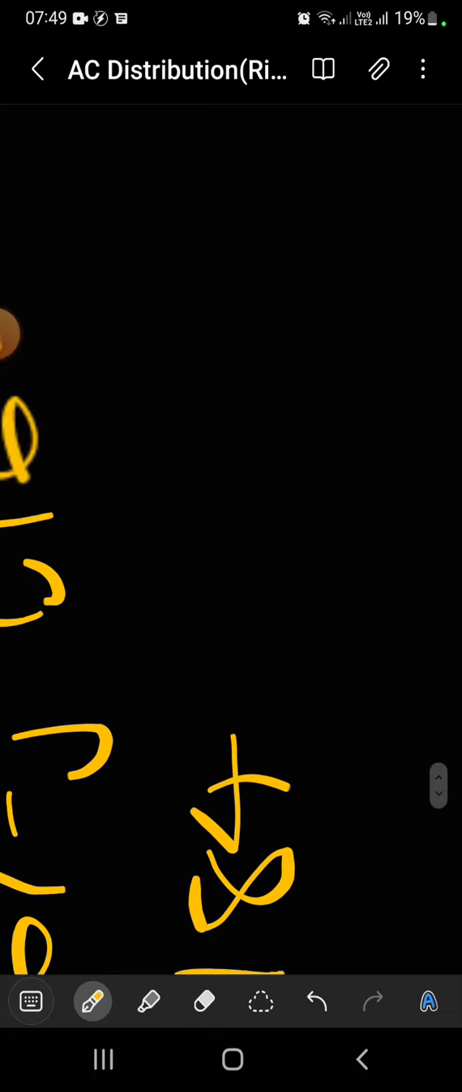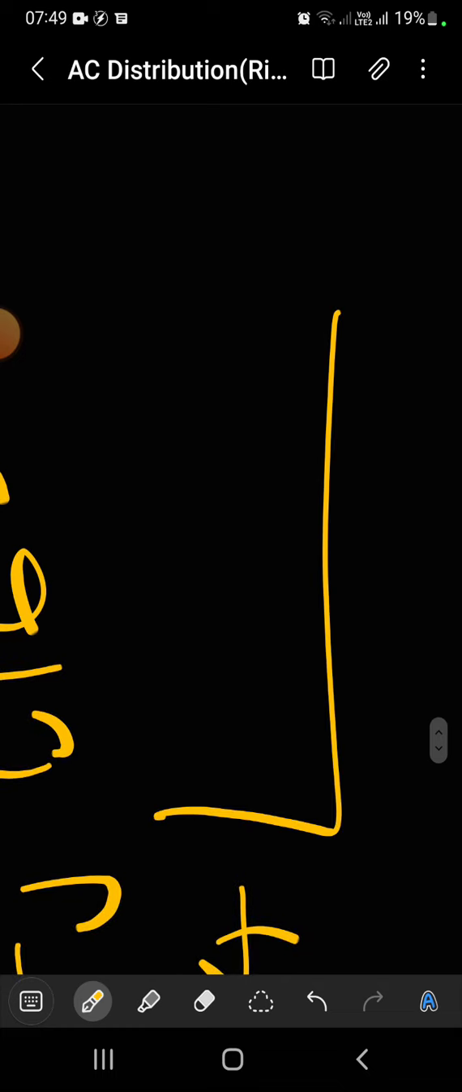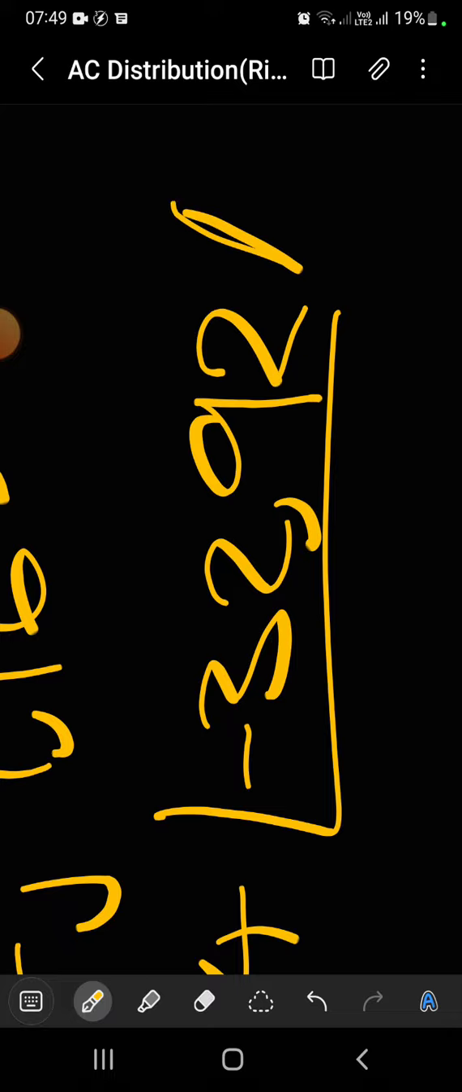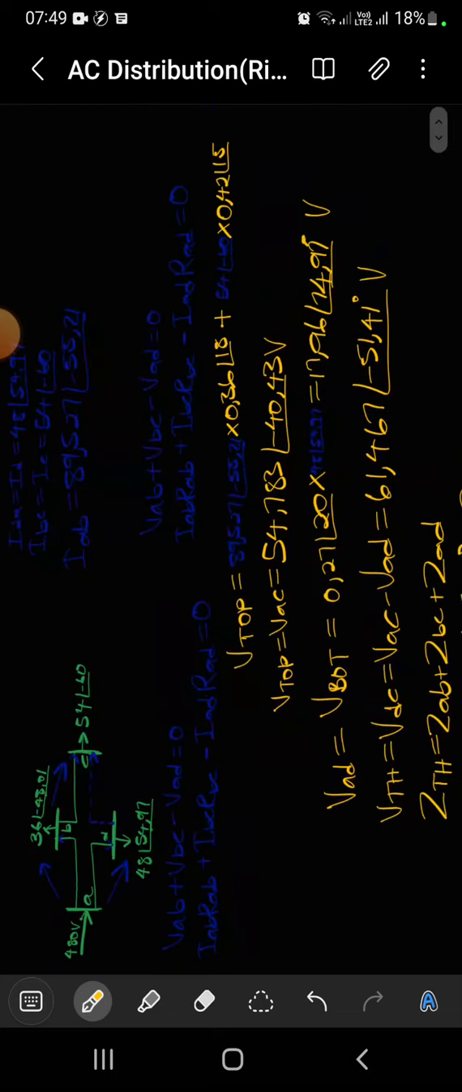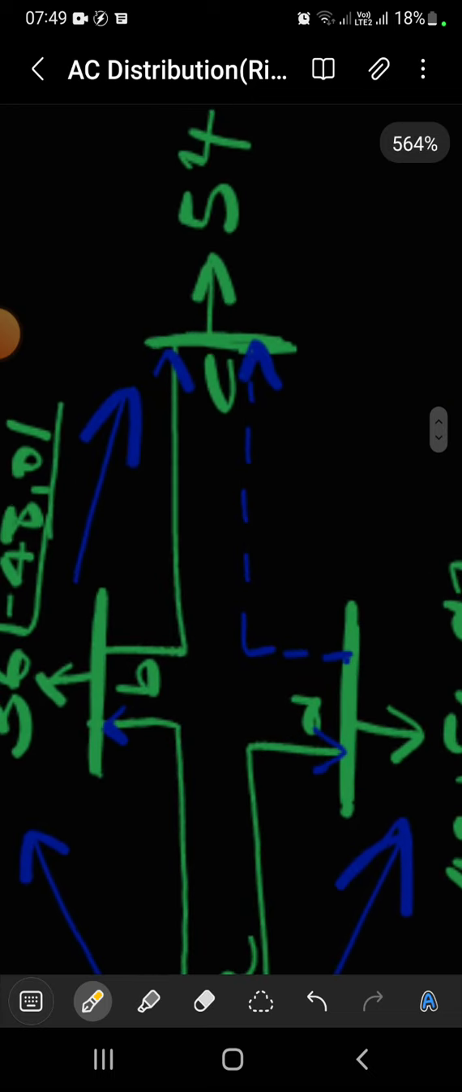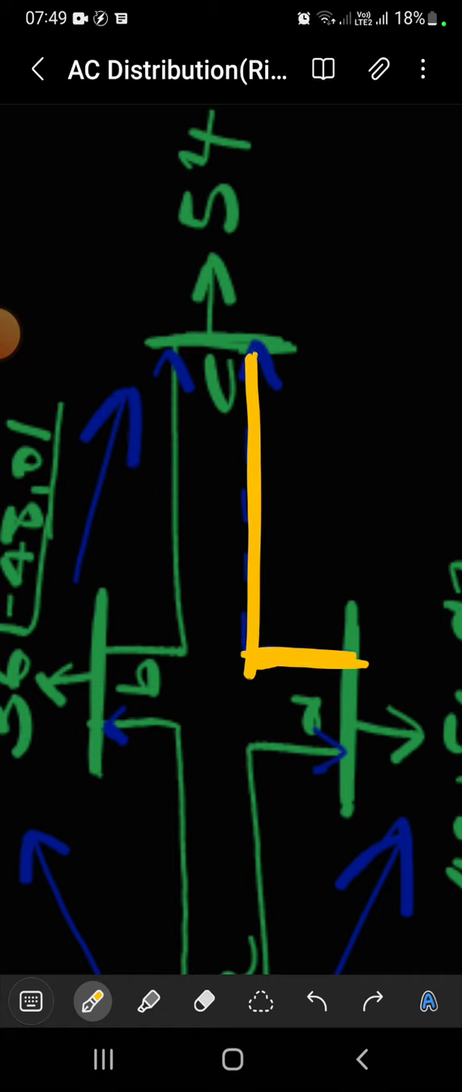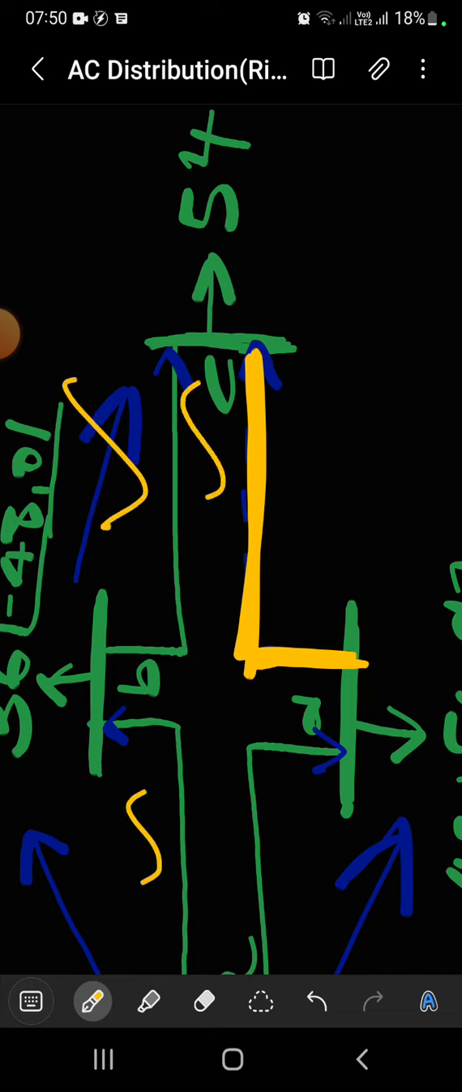We have 13,184 at an angle of -32.92. It's in amps. That's your IBC. We have IDC, we have IBC. So going back to the bus, now let's go to, okay, we found this. Remember I drew something there. I put it back with a different color. Sharp. We got this. Now we can find this and then this.